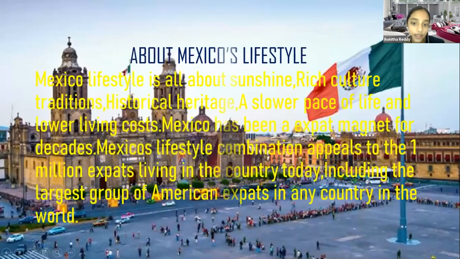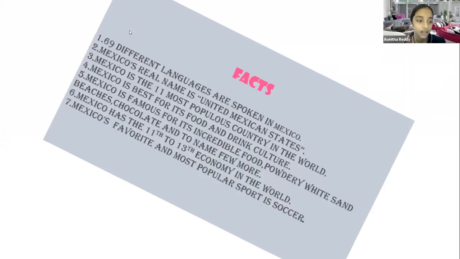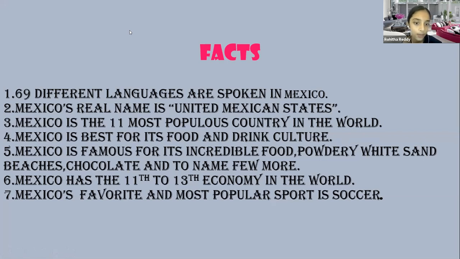About Mexico's lifestyle. Mexico is all about sunshine, rich culture, historical heritage, a slower pace of life, and lower living costs. Mexico has been an expat magnet for decades. Its lifestyle appeals to the 1 million expats living in the country today, including the largest group of American expats in any country in the world. Facts: 69 different languages are spoken in Mexico. Mexico's real name is United Mexican States. Mexico is the 11th most populous country in the world. It is best for its food and drink culture, famous for its incredible food, powdery white sand beaches, chocolate, and more. Mexico has the 11th to 13th largest economy in the world. Its favorite and most popular sport is soccer. Thank you.